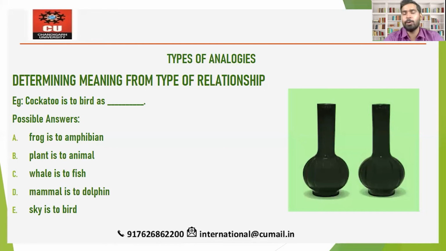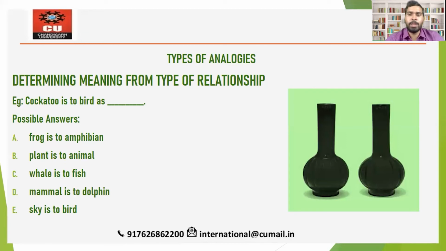Whale is to fish might look like a very convincing answer, but we need to keep in mind that a whale is not counted as a fish, but as a mammal. Therefore, option C also cannot be the answer for this particular question. Option D, mammal is to dolphin, is very close, so we can consider that. And sky is to bird is once again out of context. So frog is to amphibian and mammal is to dolphin. These are the two options from which the right answer will come.